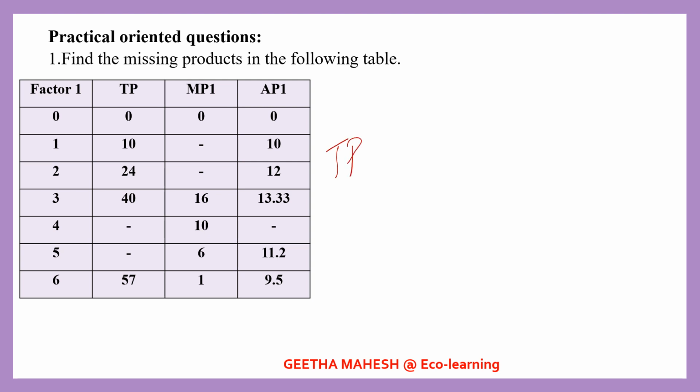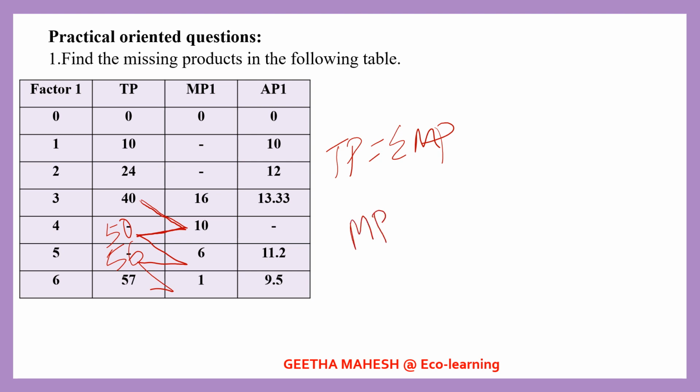As we know, TP is equal to summation of MP. So you should make a zigzag addition. If you do the zigzag addition, you'll get the right answer. 40 plus 10 is 50. 50 plus 6, you'll get 56. So zigzag addition for 40, you should add the next MP, and you'll get the particular total product.